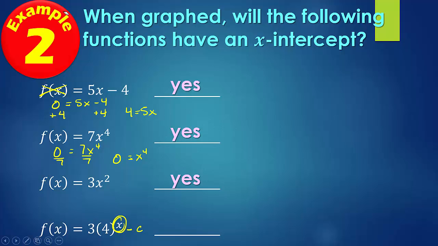Okay, there's a difference between having an exponent and x being the exponent. When x is the exponent, unlike these, because we have actual numbers here, the only way to have an x-intercept is for it to be shifted down by minus c. So this answer would be no.